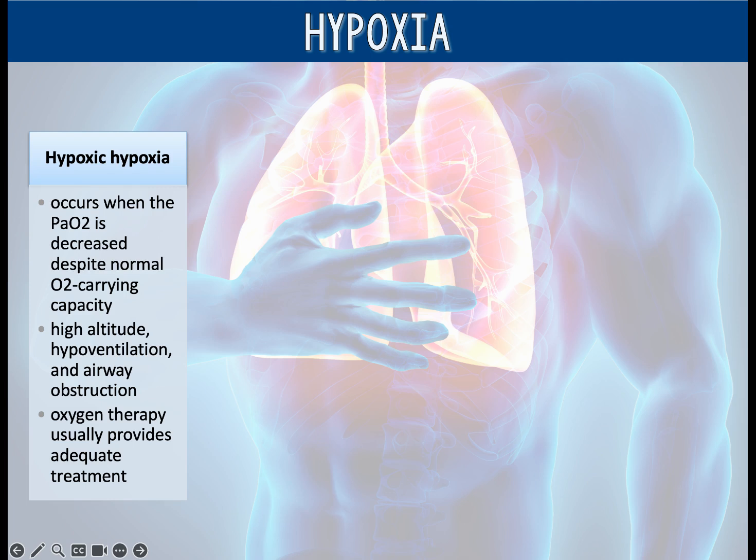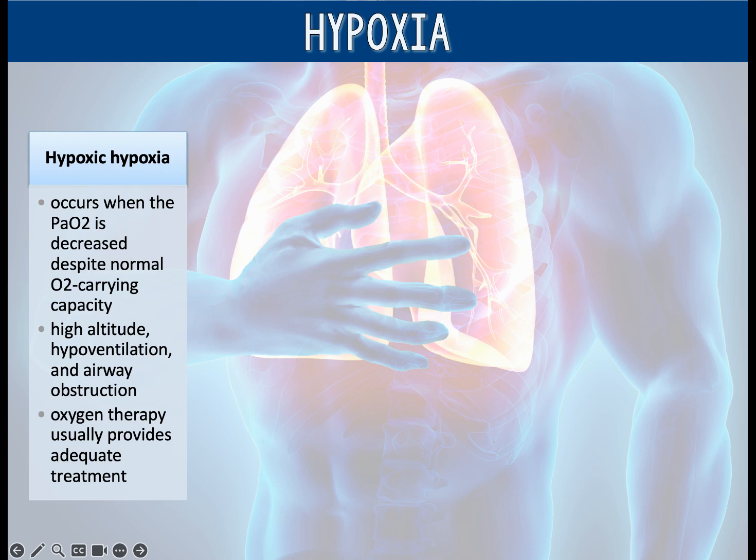So high altitude can cause hypoxia. Hypoventilation can too, where you have enough blood running around and your blood cells are picking up oxygen like they're supposed to, but you're just not breathing enough for whatever reason, which we talked about. And airway obstruction can also cause hypoxia because, again, you're breathing in air, you have enough blood cells to transport it, but there's something in the way to transport oxygen so you can use it in your tissues. Oxygen therapy usually provides adequate treatment for this, so it's not that hard to fix. Or in the case of high altitude, you've got to descend. That's all you can do.